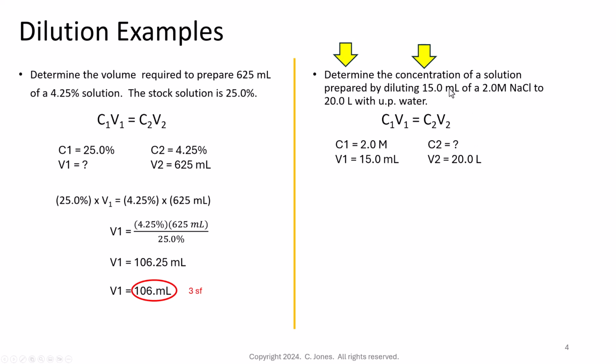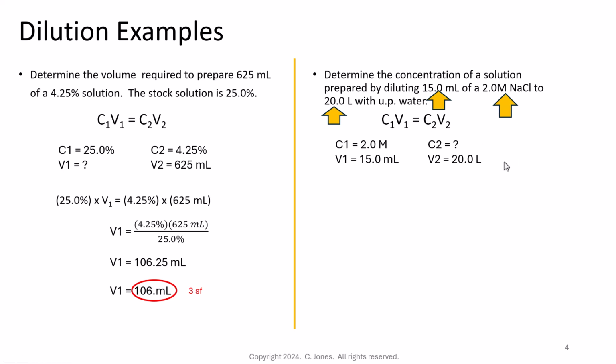And then by diluting 15 mL of a 2.0 molar, this by diluting must mean this is what we're starting with, to 20 liters as a final volume. Okay, so those are our other 3 values. We have now the 3 numbers, and we said we needed 3 of the 4 to do the calculation. C1 is 2.0 molar, and the final volume, because that's what we're trying to prepare, 20 liters, that's going to be V2.